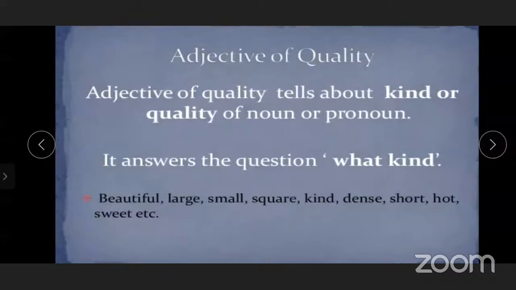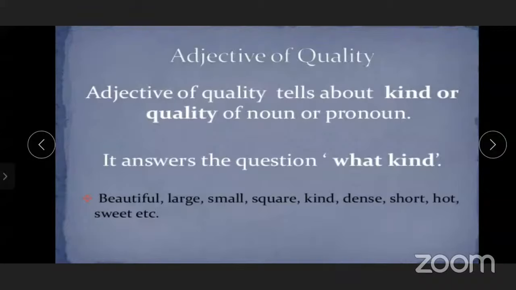What is an adjective of quality? Adjective of quality tells about the kind or quality of a noun or pronoun. It answers the question what kind. It is also called descriptive adjective. Descriptive adjectives are used in a sentence to describe nouns by adding more information such as color, size or shape to them. We can add a speciality or particular attribute to the noun in the sentence using adjectives of quality in order to make our writing a little fancy.